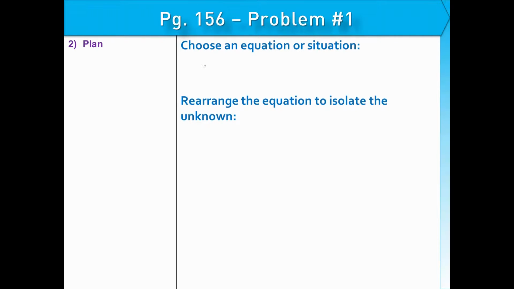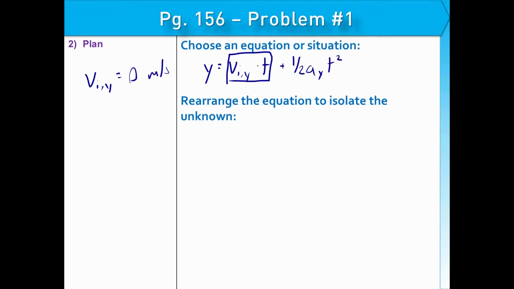Okay, so I chose y is equal to initial velocity in y times time plus 1/2 a in the y direction times time squared. All right. Notice that we can eliminate some of our variables because we know we're given initial velocity to be 0, and we know this is going to be 0 meters per second. So this term right here is going to drop out for us.